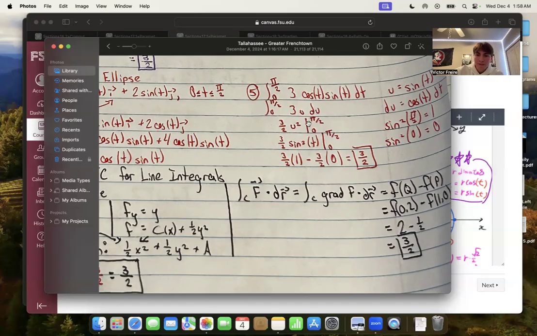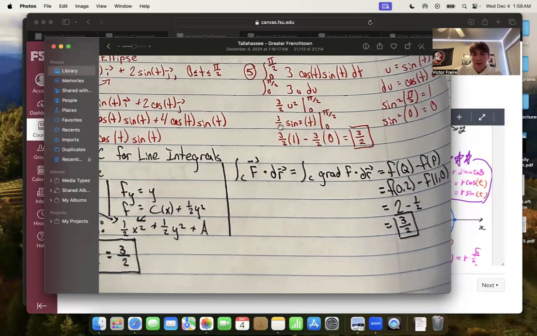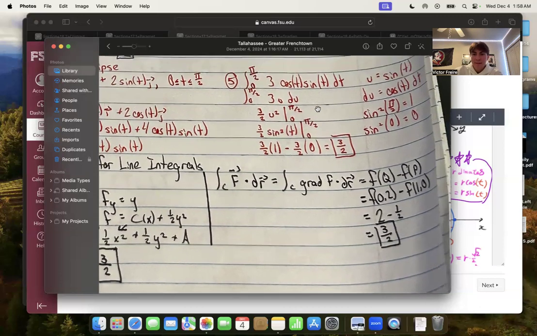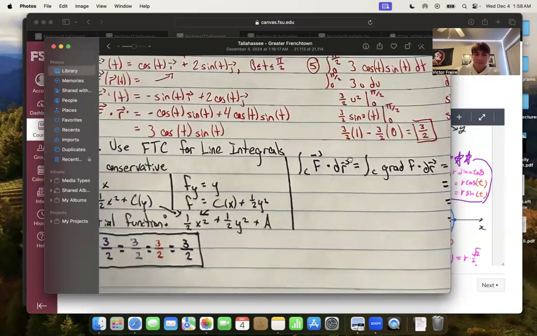But when we have this 0 to pi over 2 right here, this is using t, but we're using u here. So we have to substitute sine t back into u in order to evaluate it at these 2 points right here. So once we do that, we have 3 halves sine squared t evaluated from 0 to pi over 2. And then we know that sine squared of pi over 2 is 1. And we also know that sine squared of 0 is 0. So it's just 3 halves times 1 minus 3 halves times 0. And then finally, we're left with, once again, 3 halves.